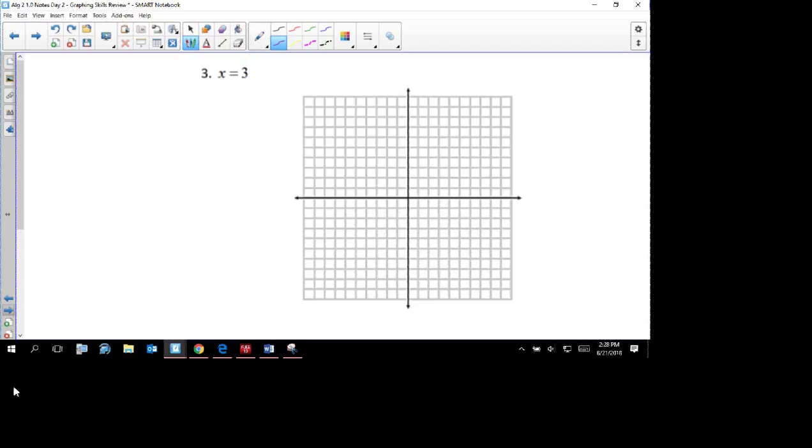Right now, I'm going to say if x equals 3, that means every single x value, like if you made a t-chart, every single x value has to be 3. But the y values, they can be anything. Because there's no y in it, you can say y is 0, y is 1, y is 2. And then look at those ordered pairs. (3, 0), (3, 1), (3, 2). What kind of line is that? That is a vertical line.